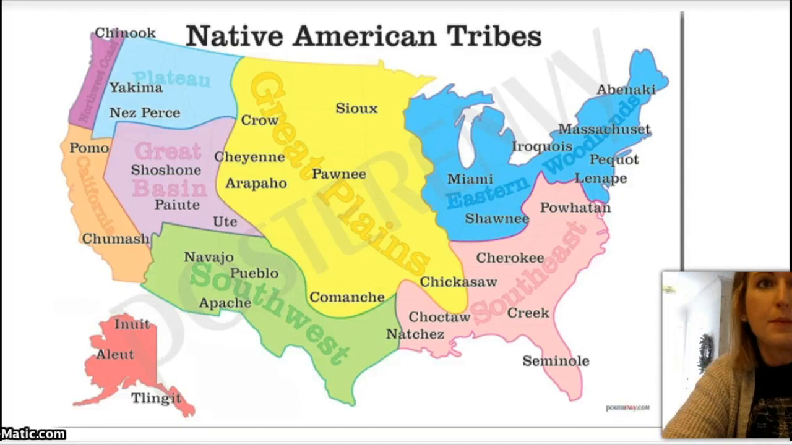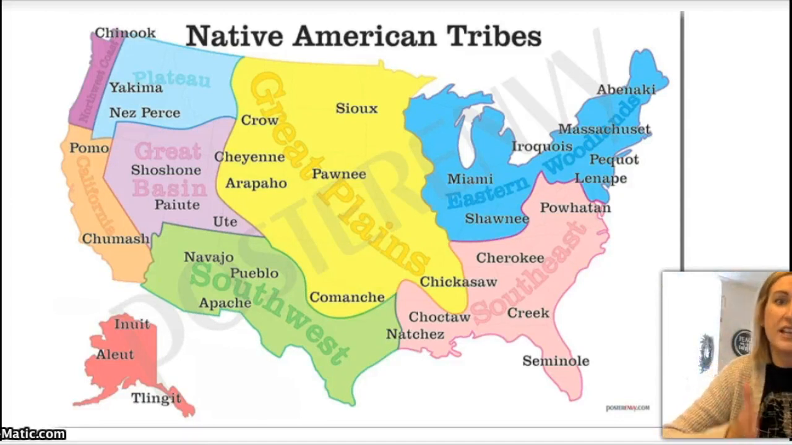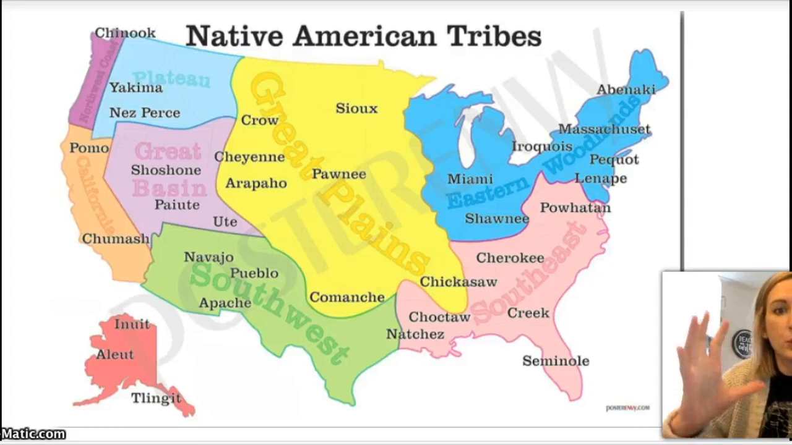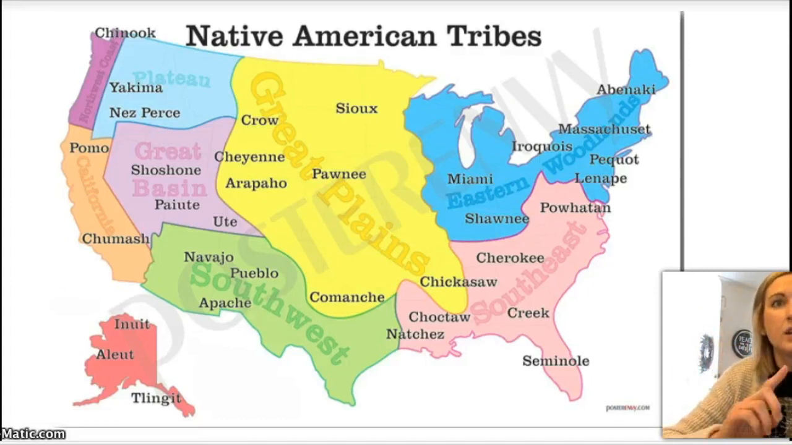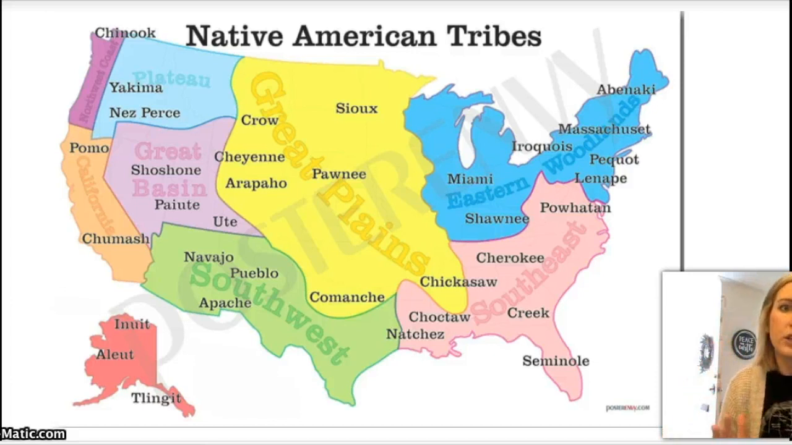So in order to keep track of these diverse groups of people that lived here in the United States of America, archaeologists and anthropologists and geographers have grouped people together based on how they lived and where they lived, noticing the characteristics of how and where they lived. So they divided them up into cultural regions. Typically, when you're looking up Native American cultural regions, you'll see these 10 regions, and they're not exactly the same as you can see here on our map.